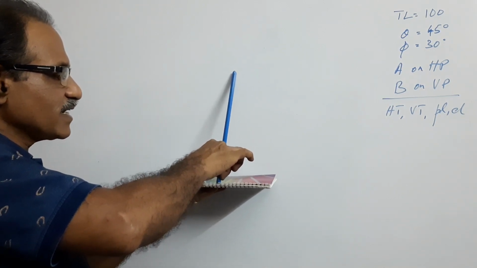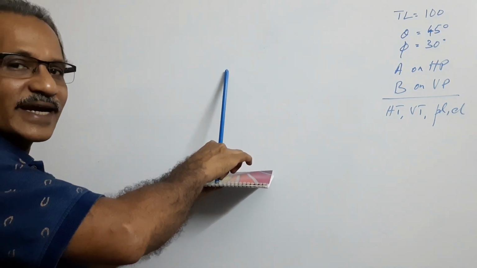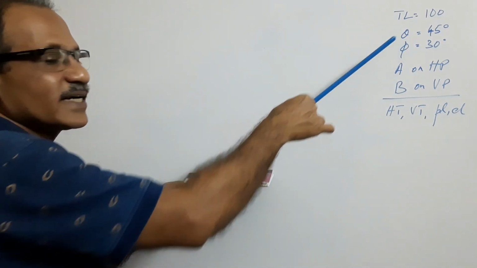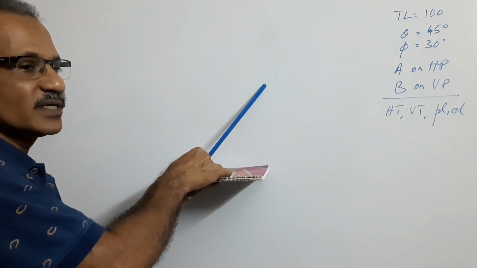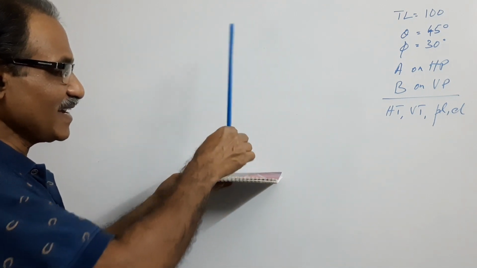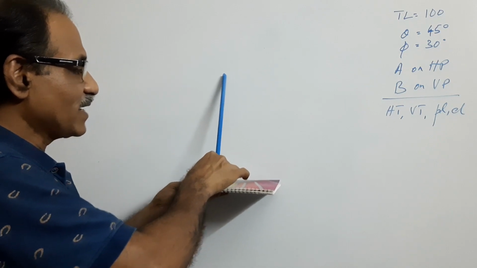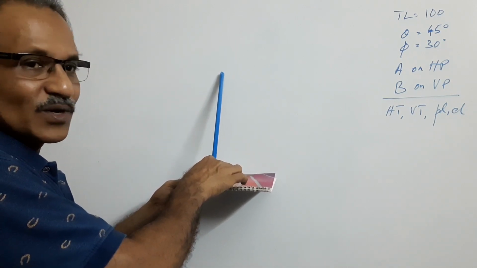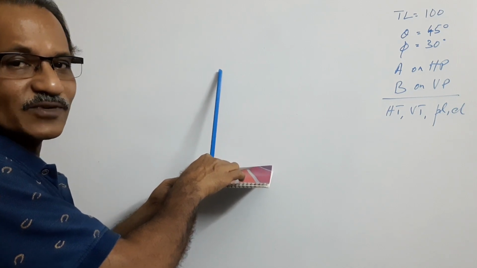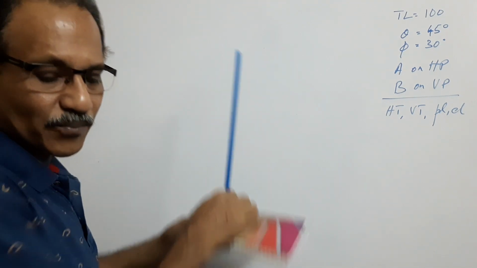Here also, when it is leaning to VP like this, the line is inclined to both planes, but theta plus phi is not 90. 45 plus 30 is 75, not 90. So this is the position. You have to draw the plan and elevation. If theta plus phi is made 90 by adjusting, the line will become perpendicular to plan and elevation both, a line in the profile plane. That also can have 4 solutions: first quadrant, second quadrant, third quadrant and fourth quadrant. Agreed? I will discuss that after completion of the drawing.